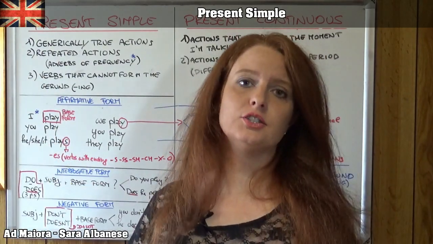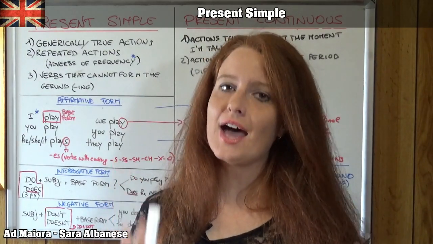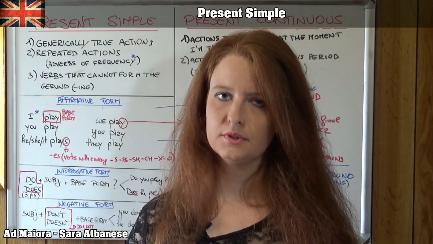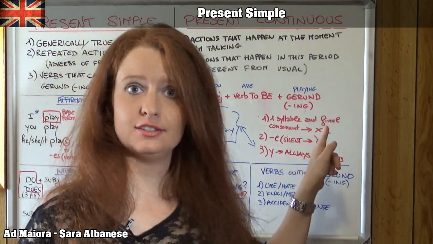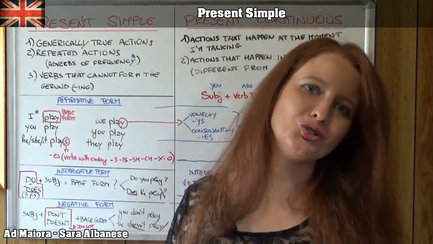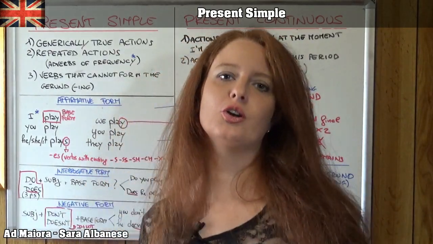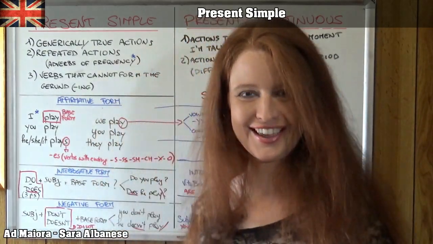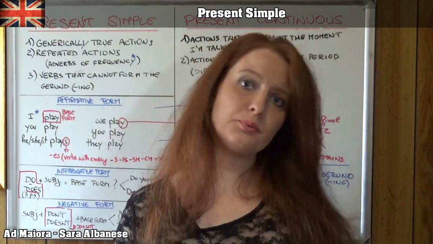So, third point, third situation in which we use the present simple: with verbs that cannot form the gerund, so the ing form. Why that? Because the present continuous needs a gerund, an ing form, and if I can't form it, then basically I'll be forced to use the present simple. But we'll see them later. We'll talk about those verbs and I'll tell you which verbs I'm talking about in my next video about the present continuous.